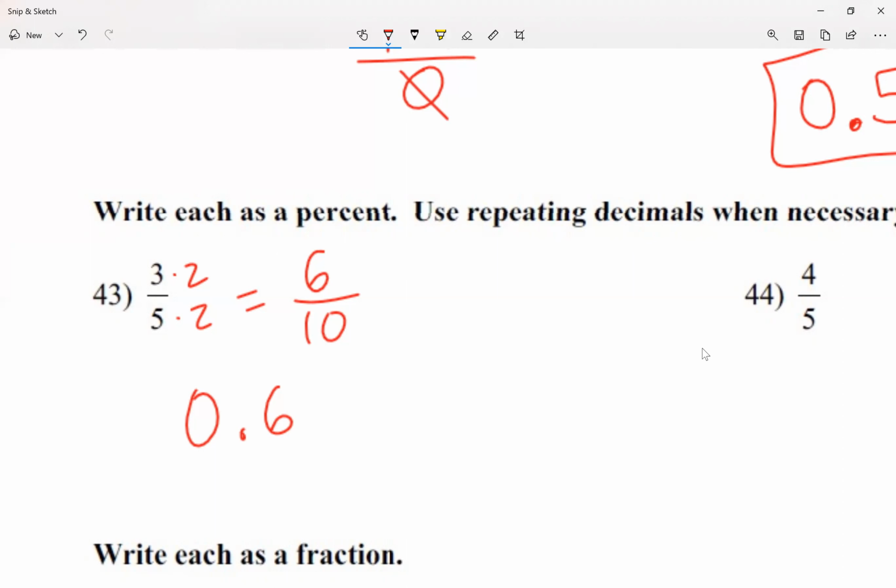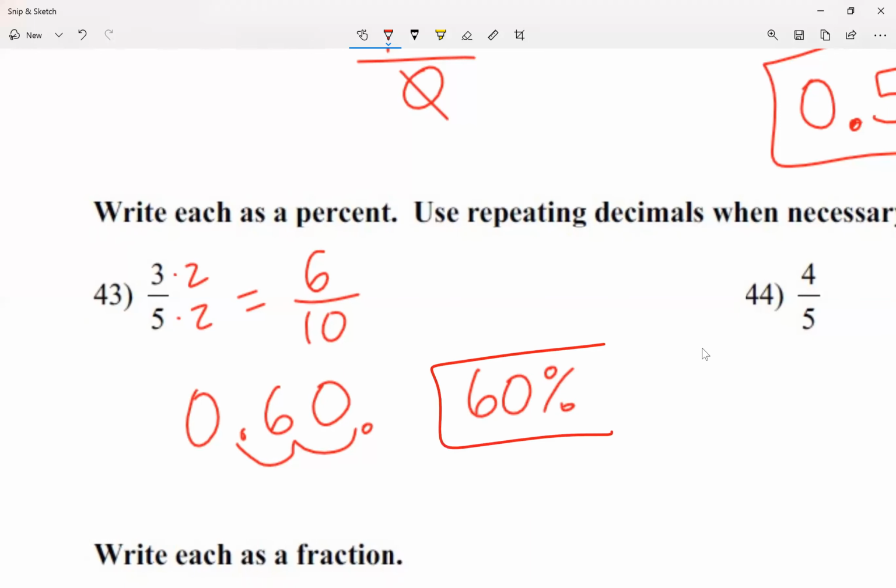Now that I have it as a decimal, I'm going to move my decimal point 2 places to the right. If you need to add an extra 0 to be able to move this 2 places to the right, do so. I move this 2 places to the right, so it's going to give me 60%. Don't forget the percent symbol. It says write it as a percent. It doesn't say just write a number. Write it as a percent.